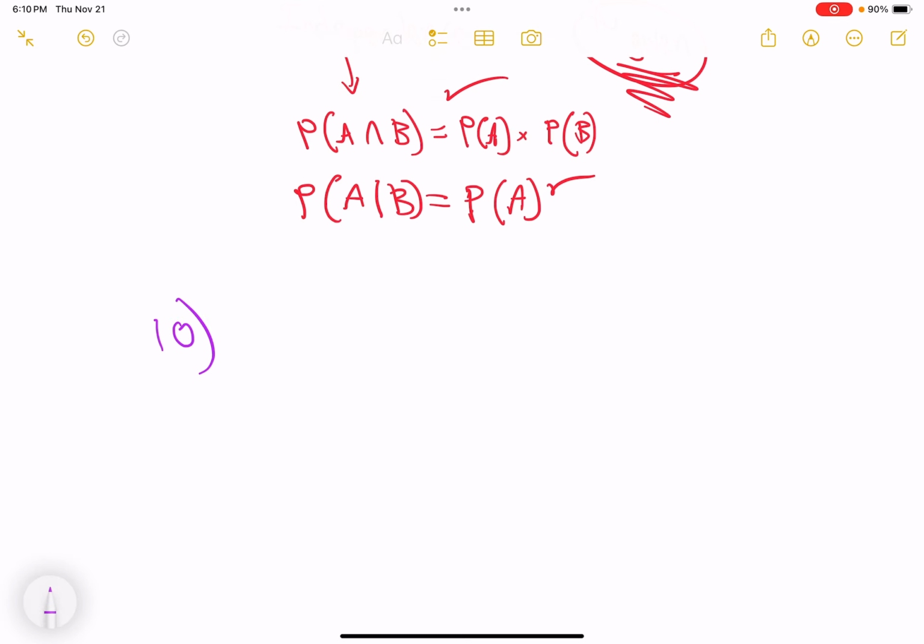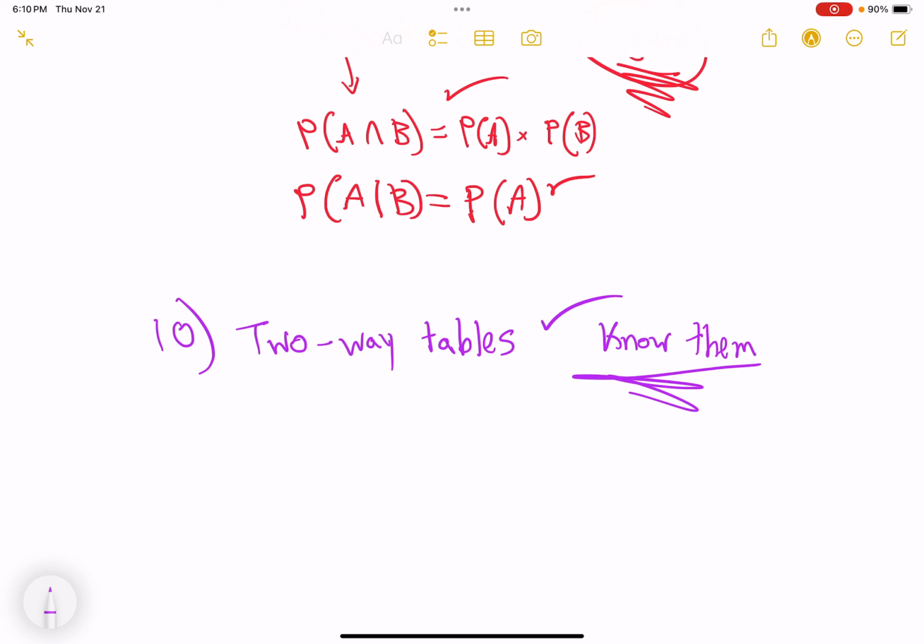Okay, number 10, this one's an easy one. Two-way tables. Practice with them. They're often the easiest, but know them. Appreciate them. Know how to read them. Know how to use them. Okay, and know your givens. Remember that with two-way tables, if it says given that blah, then that's going to be the thing that dictates your total, versus if it just says in all, that'll be your total.